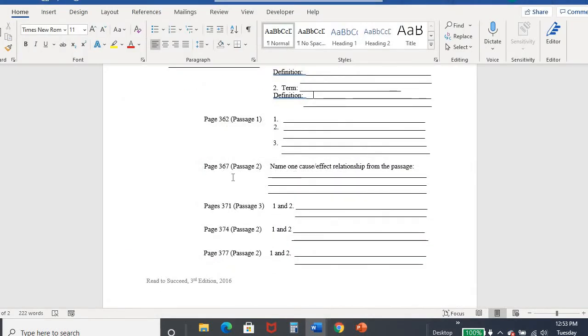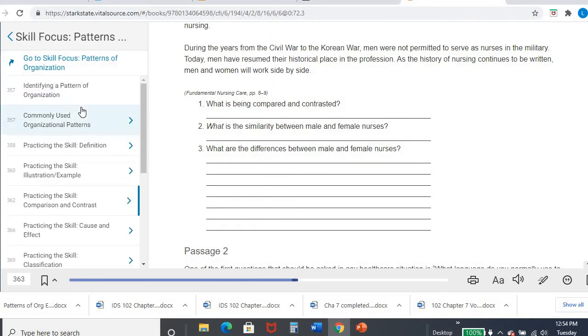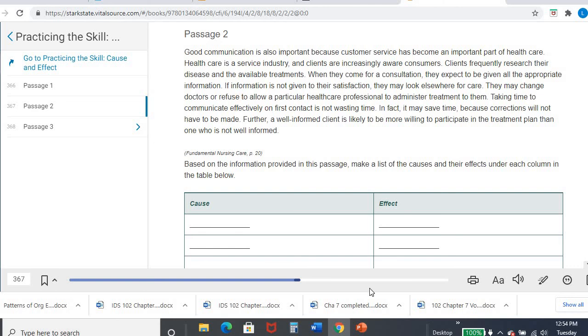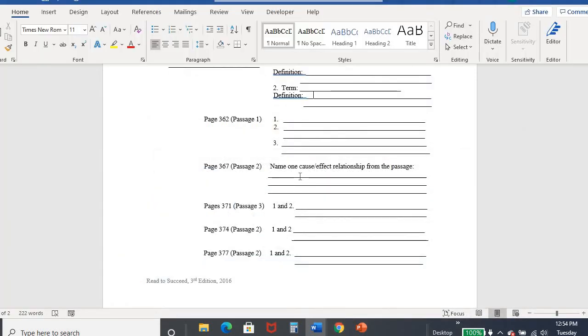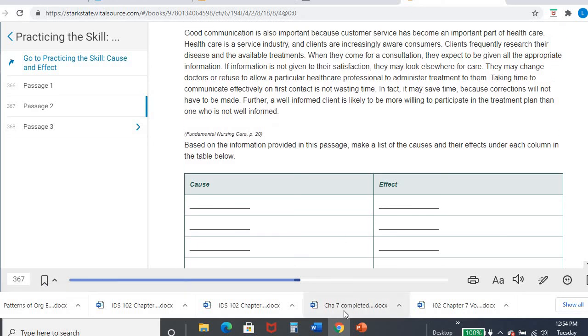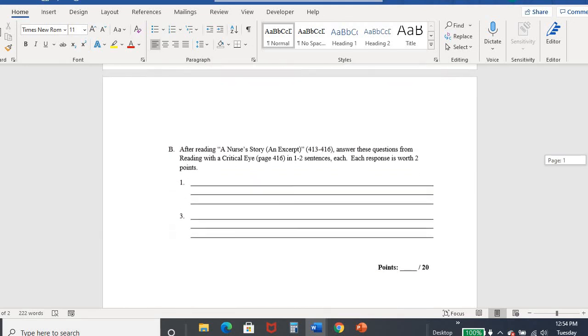Okay. Page 367, passage 2. Go here, passage 2, here we go. Here's the paragraph you read, and the question says, name one cause-effect relationship from the passage. You can see that there's a table there that you would normally fill out all of them, just one cause-effect relationship in this passage right here. Okay, that's for that one. And then you'll see 371, 374, 377, and it has the passages right beside it, and you're answering questions 1 and 2 for both.